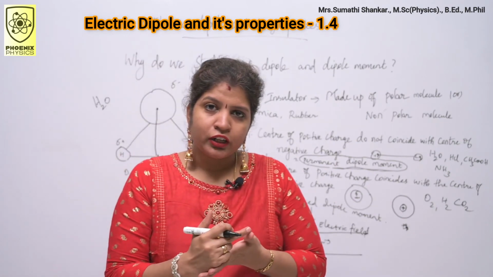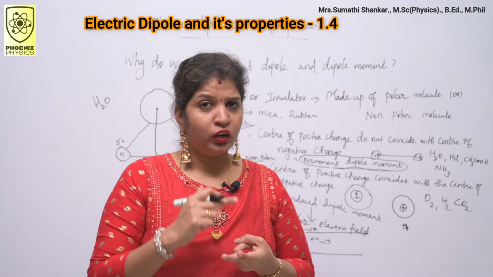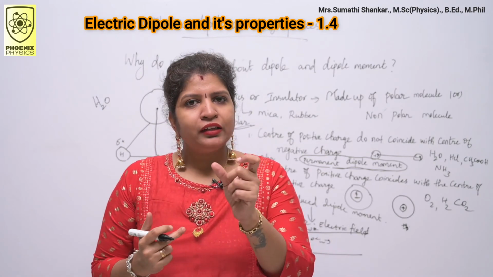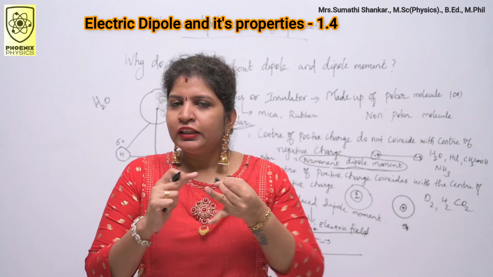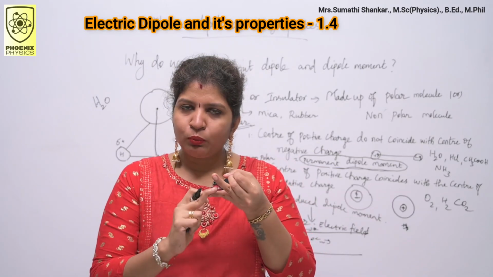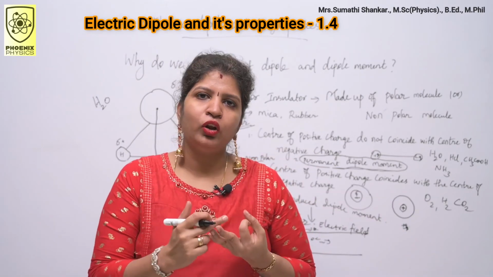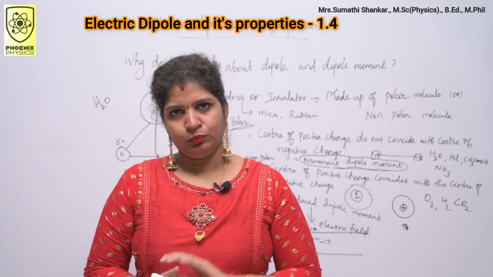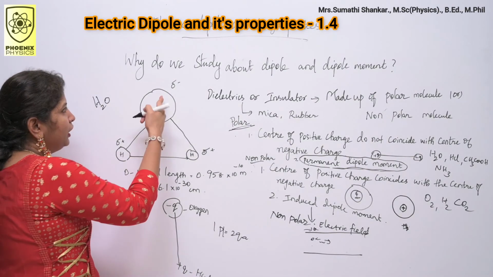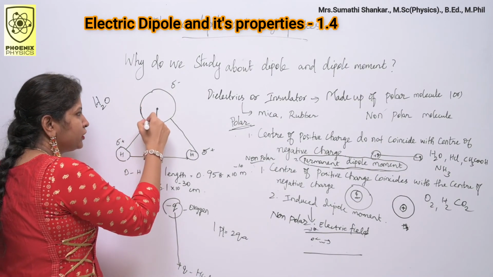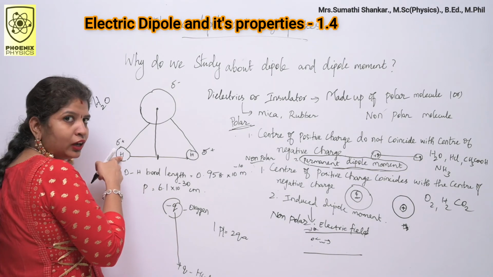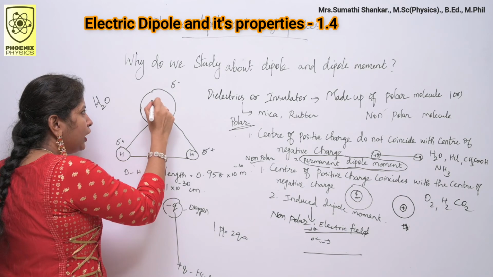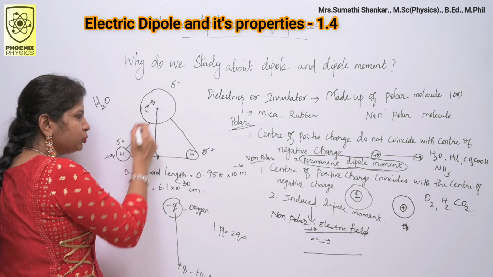If you want to study the molecular structure, polar molecule or non-polar molecule, we need the terms dipole and dipole moment. These two terms, dipole and dipole moment, are the characteristics of polar and non-polar molecules. That is why we are studying these terms. One more piece of information here. This is my oxygen atom, right? This is my hydrogen atom. Here this is minus Q and this is plus Q. So it forms one dipole.